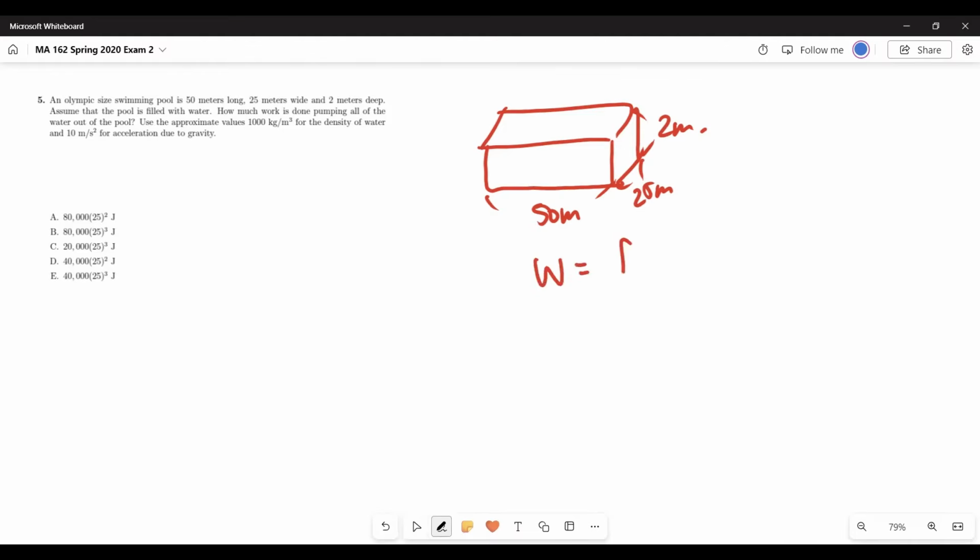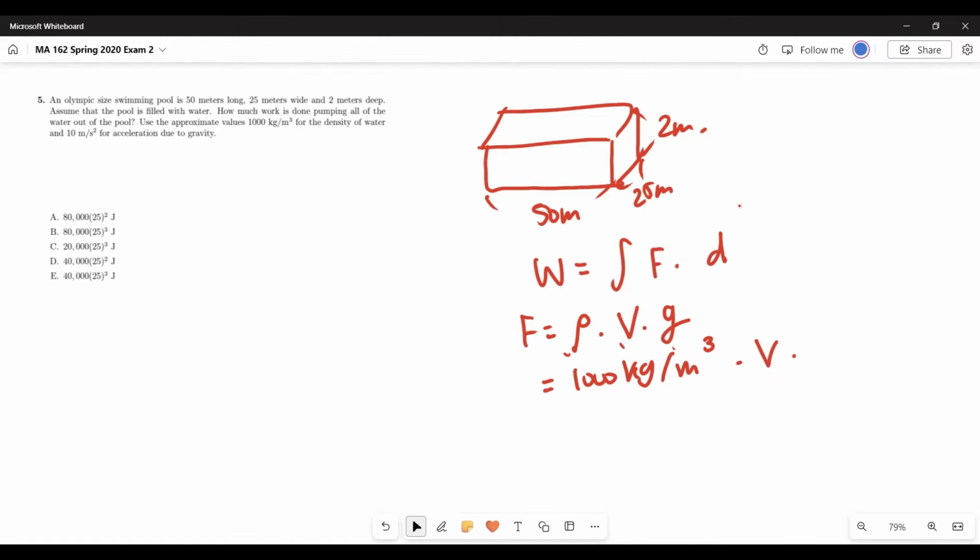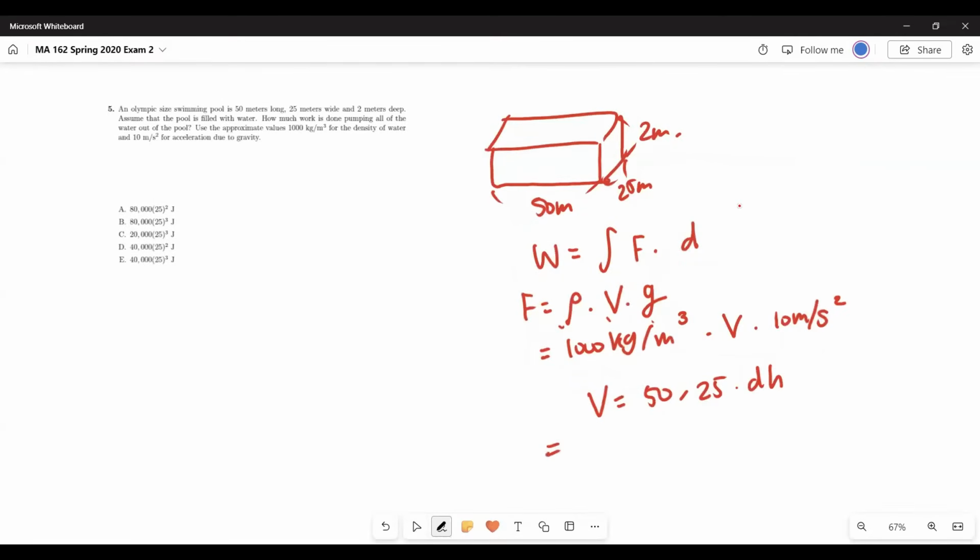So work is the integral of the force function times distance. And the force function can be found from density, volume, and gravity. We are given density is 1000 kilograms per cubic meter, and we need to find the volume, and we know that gravity is 10 meters per second squared. In order to find our volume, since the swimming pool is a prism shape, this will just become 50 times 25 for our base, and then a change of height dh. That will be our volume. So we put that volume in the function: 1000 kilograms per cubic meter, times 50 times 25 dh, times 10 meters per second squared.